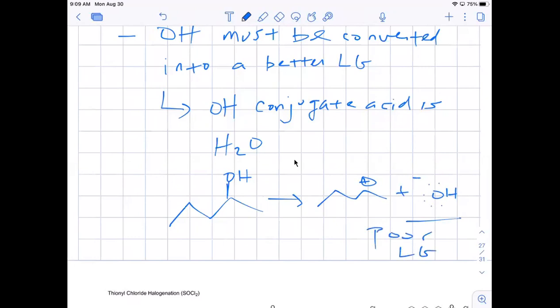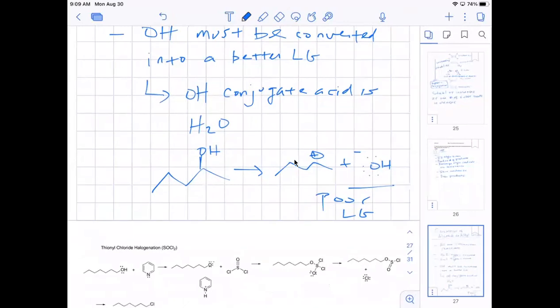Anybody remember, with acid-base chemistry, when we talked about conjugate acids and conjugate bases, how do we determine the quality of a conjugate base, or the quality of an acid? How do we determine that? Like a strong acid versus a weak acid? Anybody? Is it like a low pK?